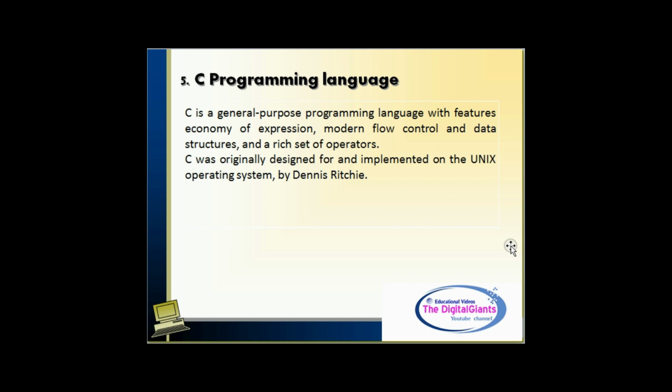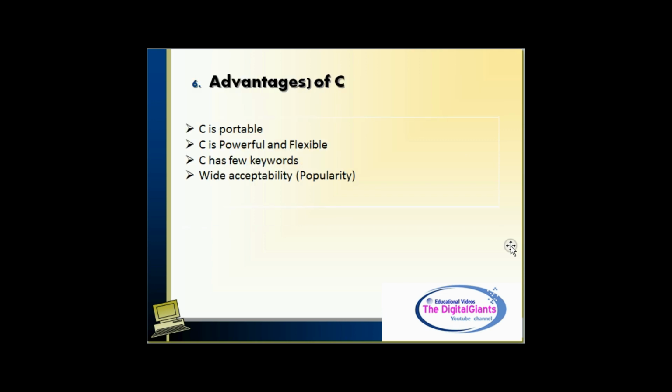There are a lot of features of C programming. The first one, C is portable. This means that a C program written for one computer system, for example an IBM personal computer, can be compiled and run on another system with little or no modification. C is powerful and flexible.